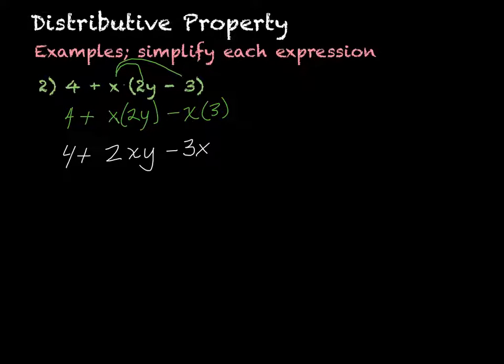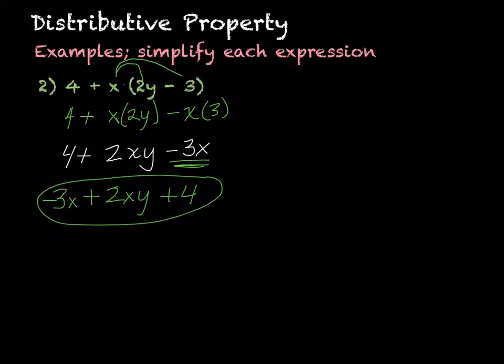Now we want to write this in our proper simplified form, which we've already discussed, and that would be writing your variables first. So since we have this variable, the x, by itself, we're going to write negative 3x plus 2xy plus 4. And that would be your final answer.